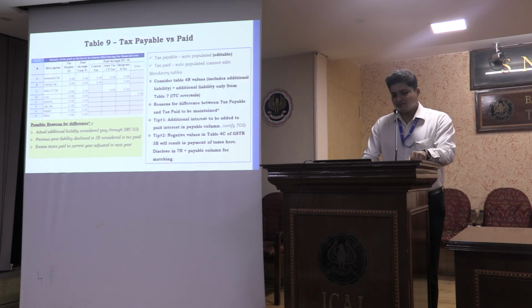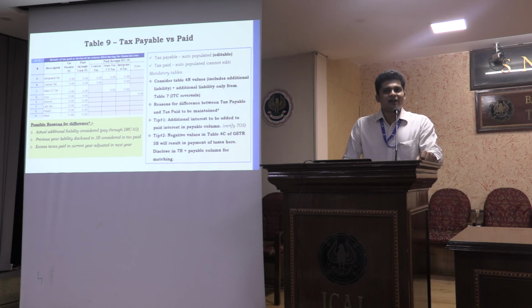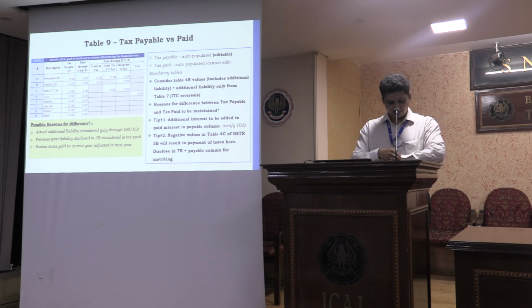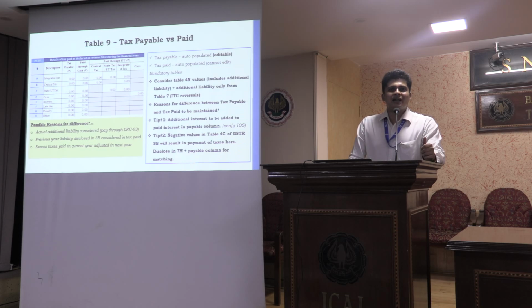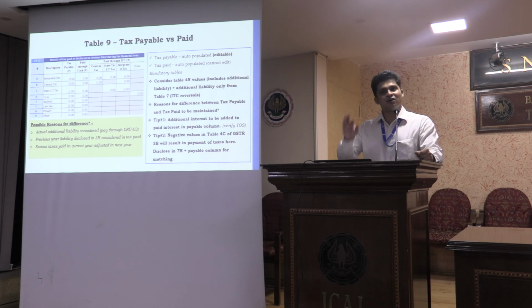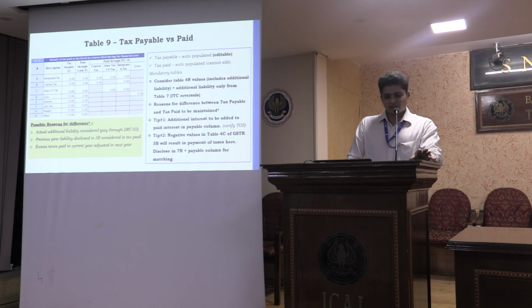Next we have table 9 of tax payable and tax paid. Tax payable is an editable field, whereas tax paid is not editable. First and foremost, if you have additional liability added in table 4, it will automatically sit here if you are filing the return online. If you are filing the return offline, do it manually. Second, if you are adding additional liability in table 7, that is ITC reversal, that has to be added manually in this tax payable column.